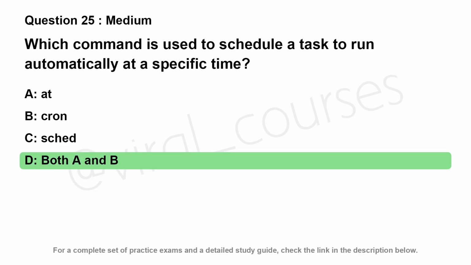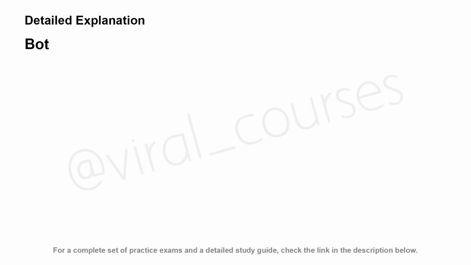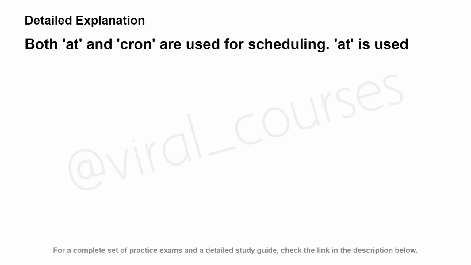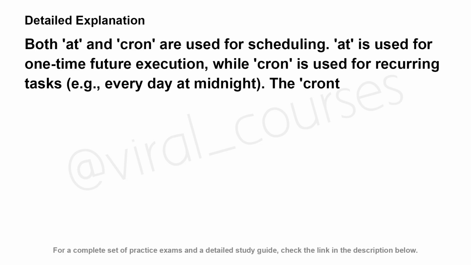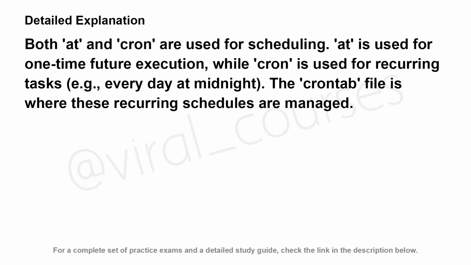The correct answer is D. Both at and cron are used for scheduling. at is used for one-time future execution, while cron is used for recurring tasks, e.g., every day at midnight. The crontab file is where these recurring schedules are managed.